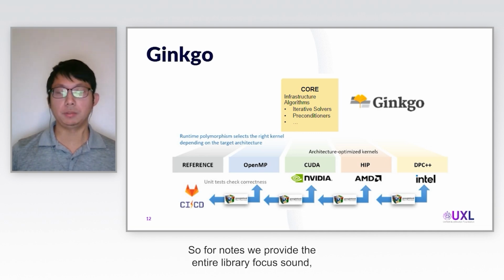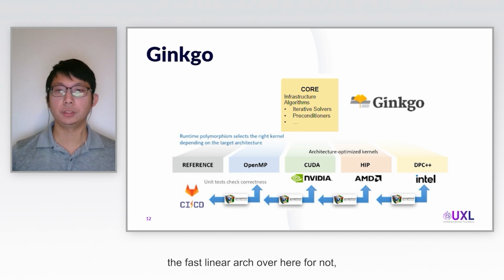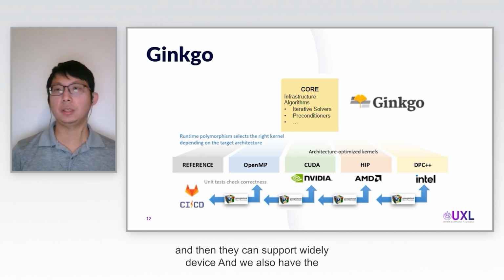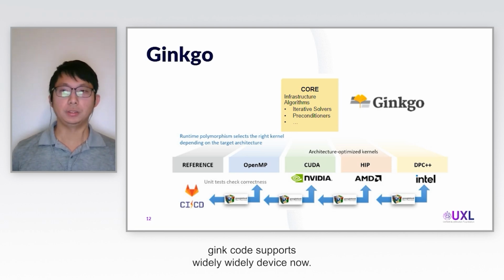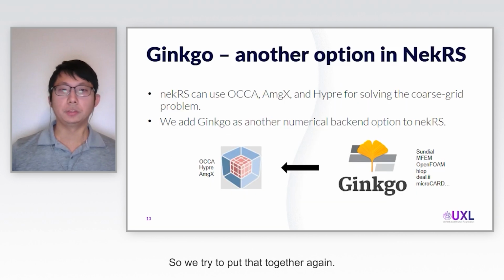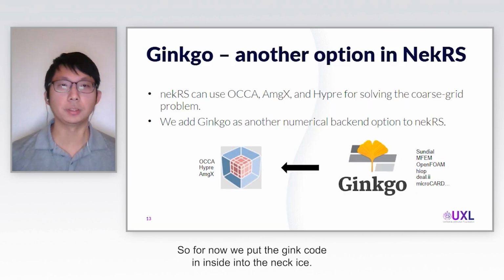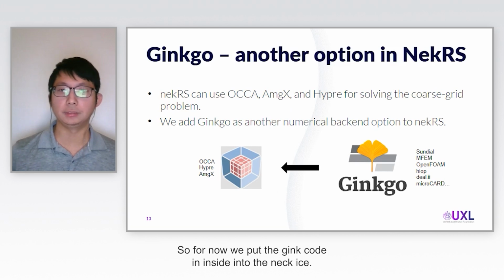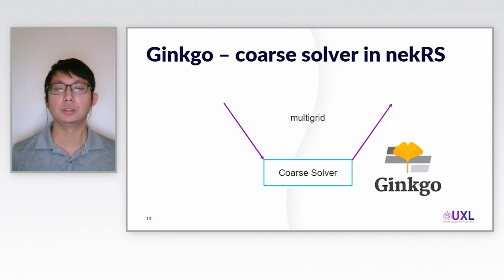For now, we provide an entire library focused on sparse linear algebra solvers. nekRS uses OCCA, so it can support a wide range of devices, and Ginkgo also supports a wide range of devices. So we try to put that together: we put Ginkgo into nekRS. So what's the role in nekRS?